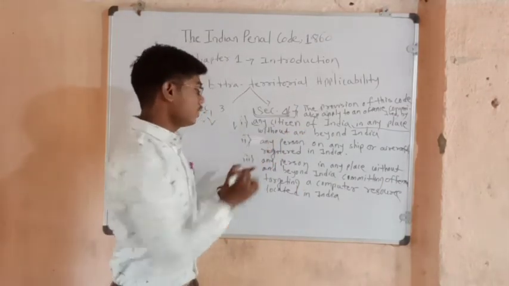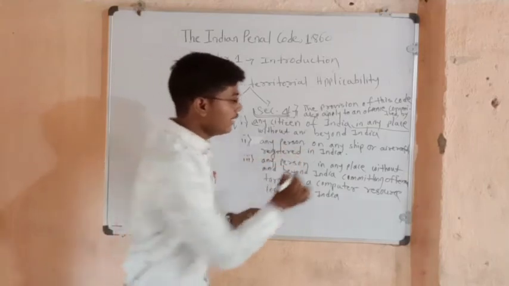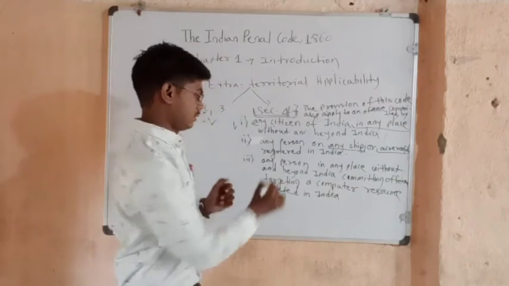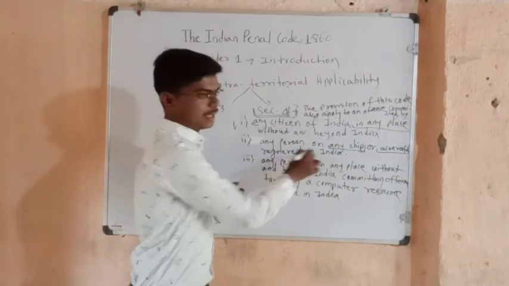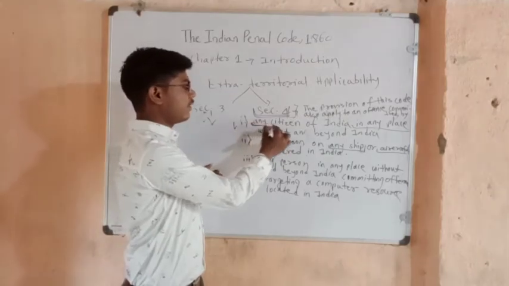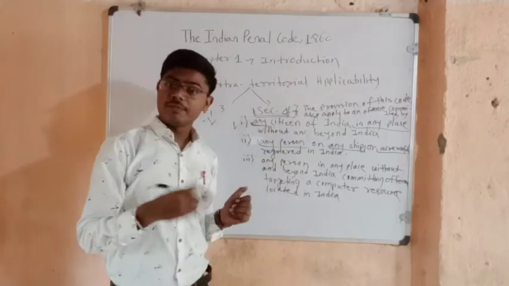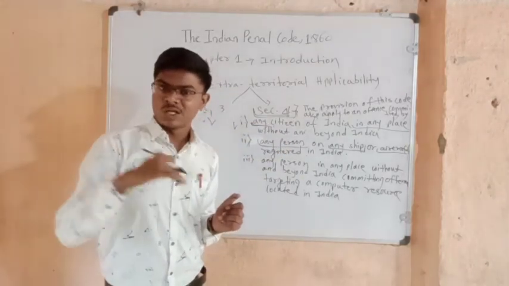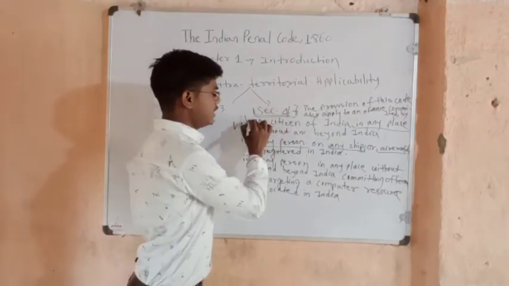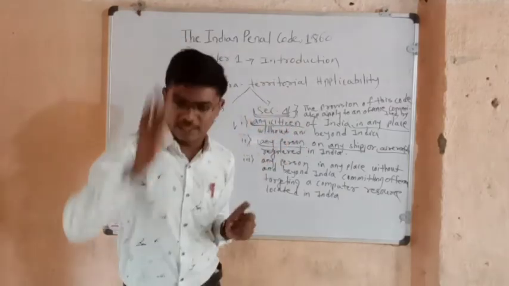Clause 2, any person on any ship or aircraft registered in India. Now friends, there is a difference, we have already discussed: any person may be a citizen or non-citizen, whoever it may be. But a citizen here means a citizen of India.